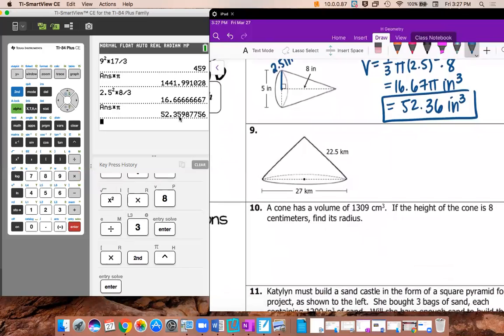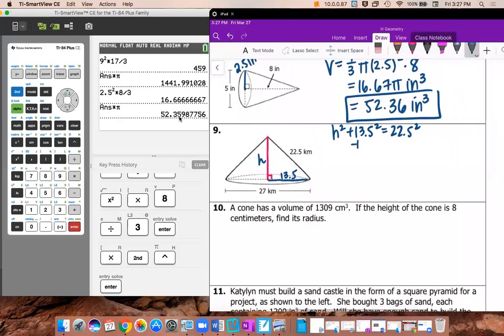Now in problem number 9, it's a little different because they give us our slant height, but they don't give us our actual height. So we have to find the height of our cone here, and we can just do that by Pythagorean theorem again. We know the radius is going to be half of 27, which is 13.5, and I'm looking for the height. So height squared plus 13.5 squared equals 22.5 squared. I'm going to solve for height.